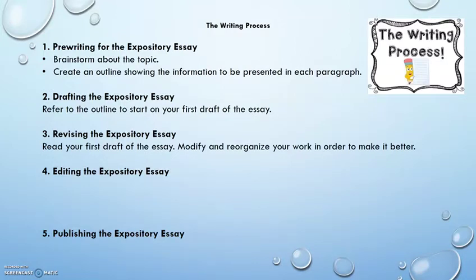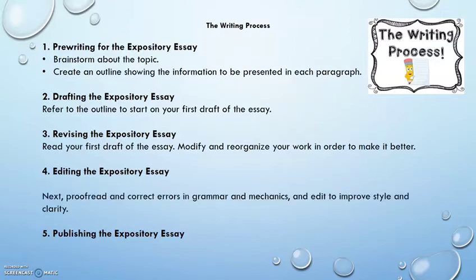Once you're done with that, you move to step 4. That's where you edit your essay. You read it, and then you proofread it. That means looking for errors, and you correct those errors in grammar and mechanics. And you try to make it really clear. The last step is publishing. And that means you make a final neat draft of your essay, and you give it to your teacher for feedback.